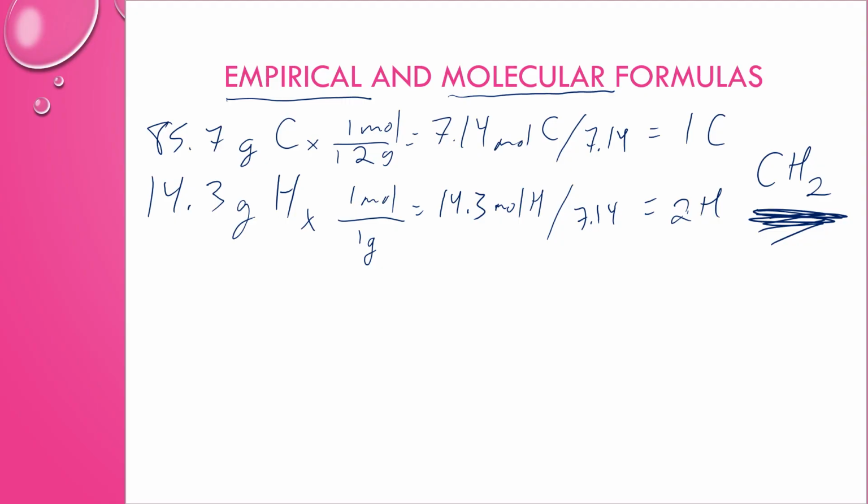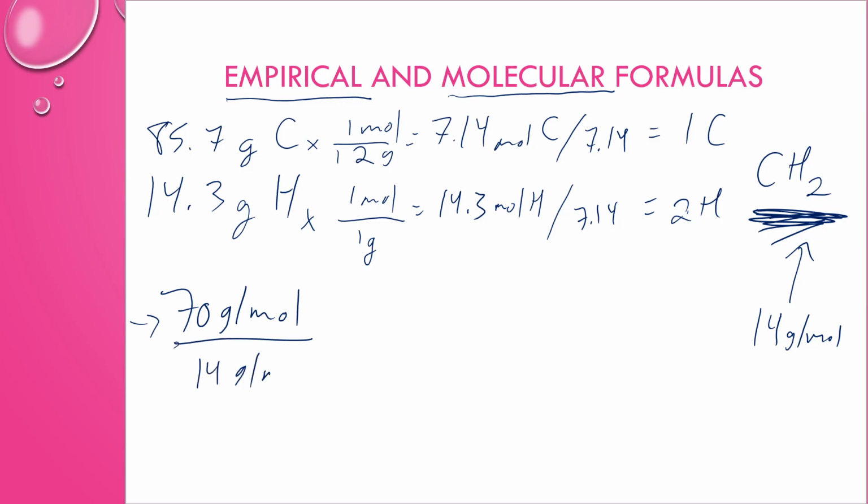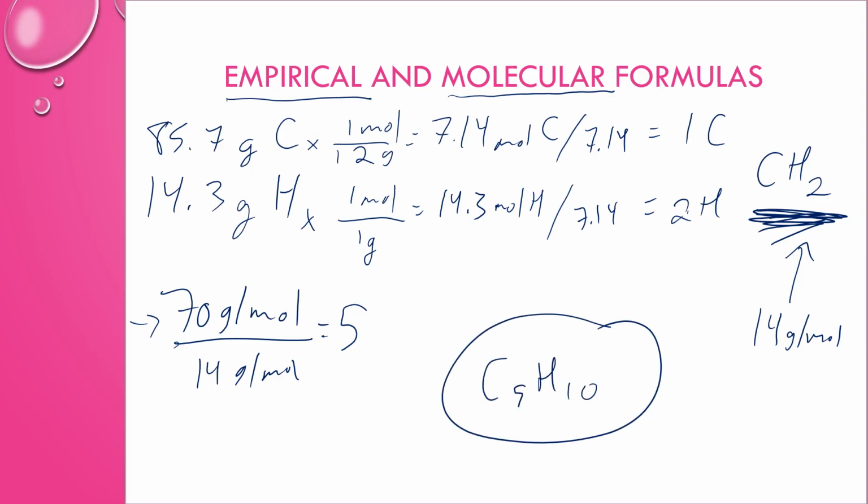So let's say we have a molecular formula that has a molar mass of 70 grams per mole. What you'll do is add up the mass of your empirical formula, which is 14 grams per mole. And we want to find out how many times bigger it needs to be to add up to the 70 grams per mole. So you can just divide. And when you divide there, you get 5. So our compound is actually 5 times bigger than the empirical formula, or C5H10. And so that is our molecular formula.